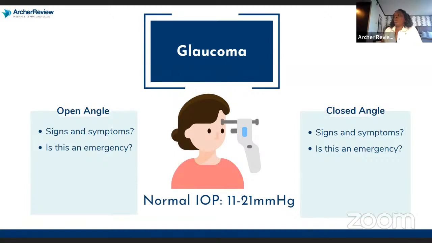So for treatment, the goal is to slow down or actually stop the progression of vision loss. The damage to the optic nerve cannot be reversed. So the goal is to catch these things early to prevent severe damage.